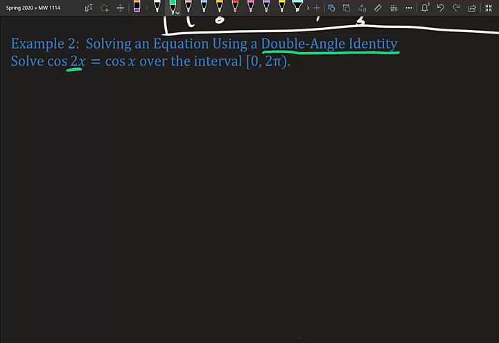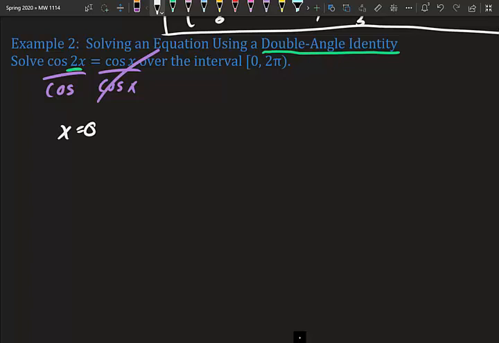Double angle, because we see 2x, 2 theta, 2a, 2 whatever, so 2 times something with our given function. So, if we look at each side, we have cosine 2x and cosine x. Now, I can't really solve there. I can divide by cosine x, right? So I could do this. Don't write this. Do not write this. So you probably thought, well, what if I do this? Well, that just leaves me with x equals 0.